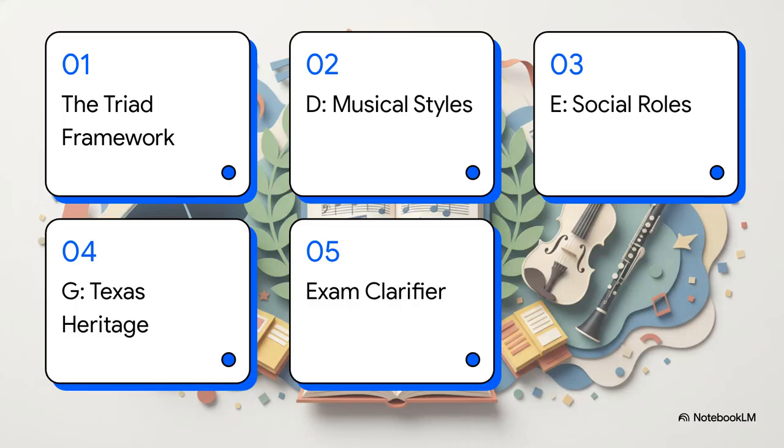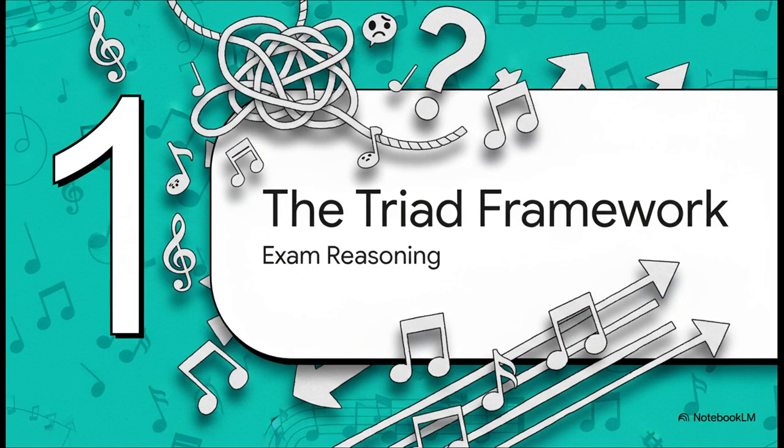Here is our roadmap for today. We're looking at the Triad framework, then breaking down descriptors D, E, and G, and wrapping up with a side-by-side exam clarifier. All right, let's jump right into section 1, the Triad framework, because acknowledging this common trap is definitely step 1.